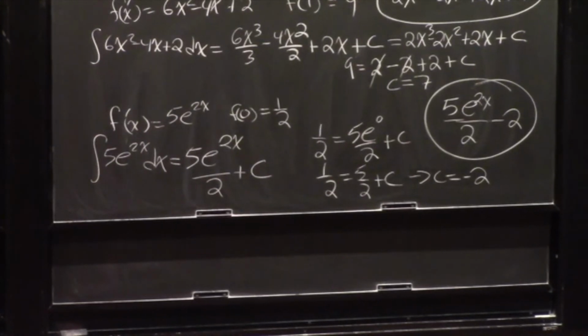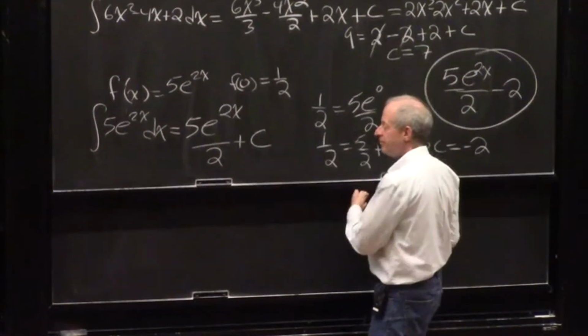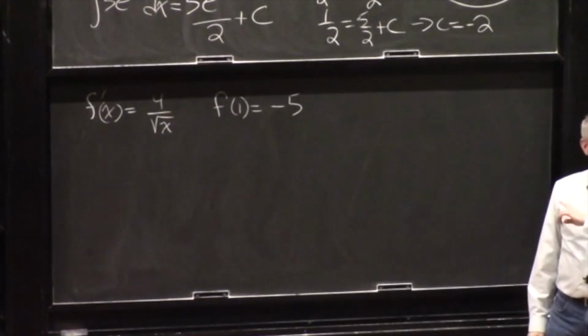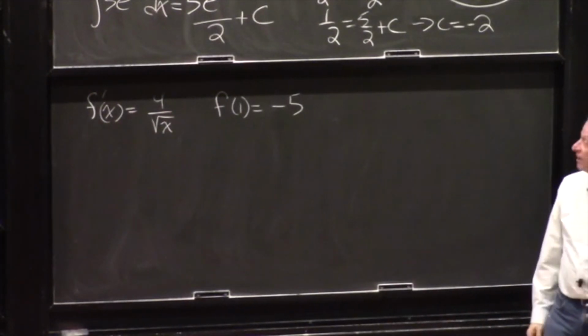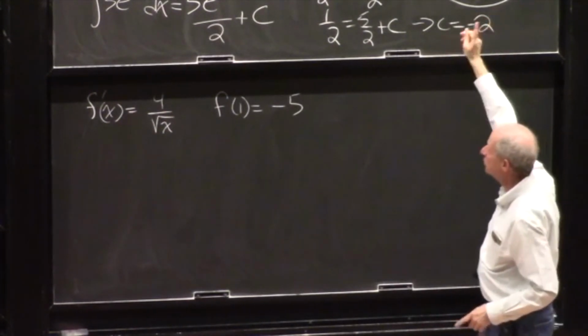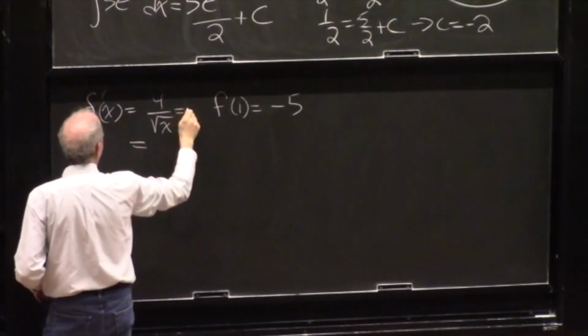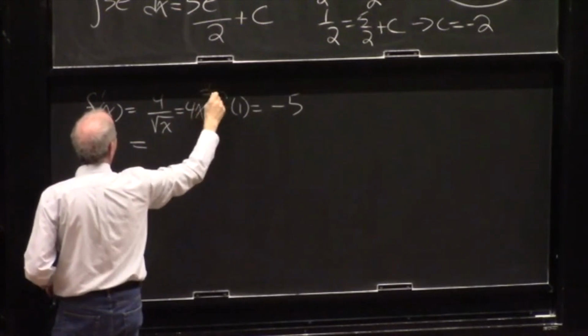Okay, one more of these. Remember, when you do the integral, you can always check if you got it right by taking the derivative. So when you get to your answer, take the derivative and see if you get back where you started. We'll do that in a second. So here, first we might want to rewrite this as 4x to the minus a half.